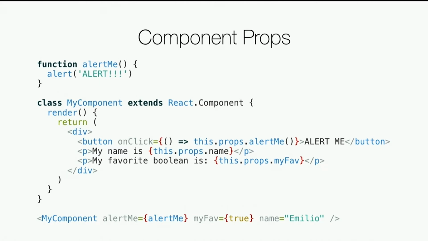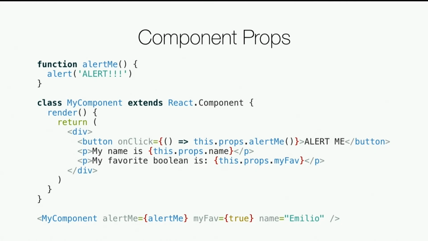And then what do you think it's going to say on the next line? My name is... It's not Steve. What is it? Emilio. And what do you think Emilio's favorite Boolean is? True. Everybody needs a favorite Boolean.